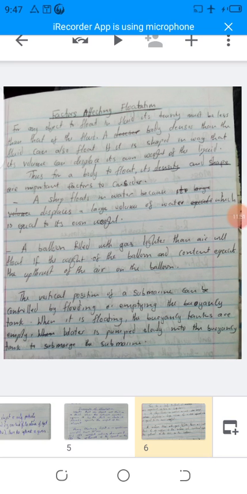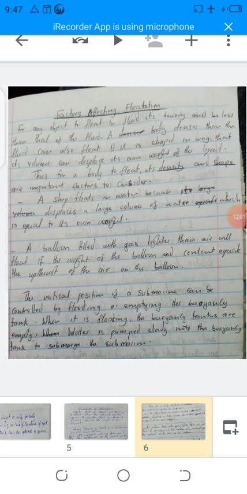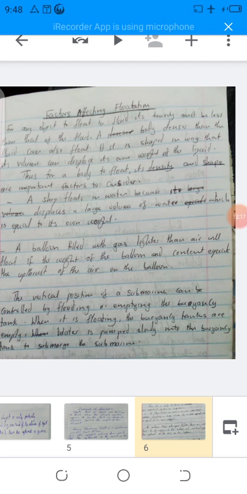The vertical position of a submarine can be controlled by flooding or emptying its buoyancy tank. When it is floating, the buoyancy tanks are empty. Water is pumped into the buoyancy tank only to submerge the submarine. Let's proceed.